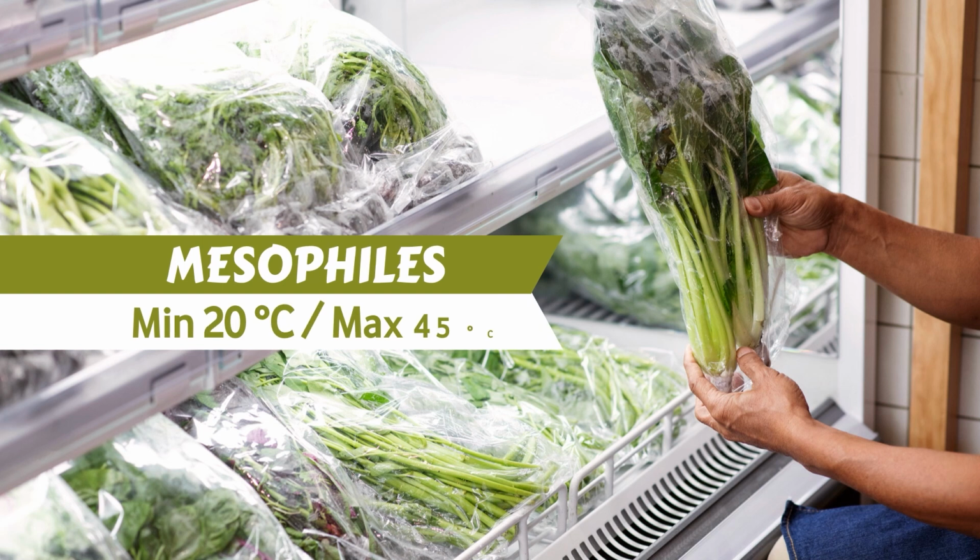Mesophiles need a temperature in a range of 20 to 45 degrees centigrade, where optimally they can grow at 30 to 39 degrees centigrade. There could be a lot of spoilage organisms among the mesophiles.